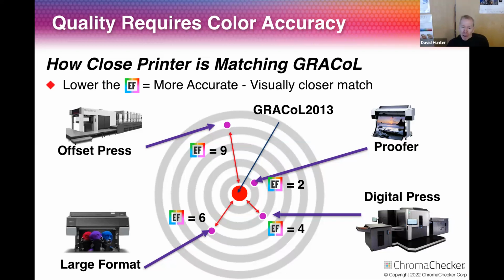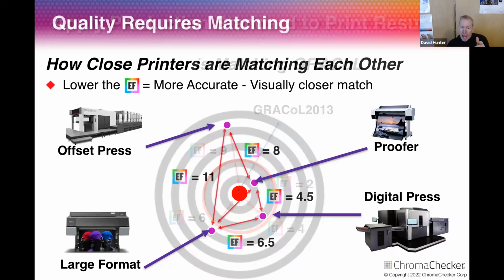Now, having the Ideal Lines pin on, this is important, but it's also important to understand how close the printers are printing to one another. So you could have two printers both passing G7, both be within, let's say, a 3 E factor of Grackle, which, as we talked about, is acceptable to virtually everyone.